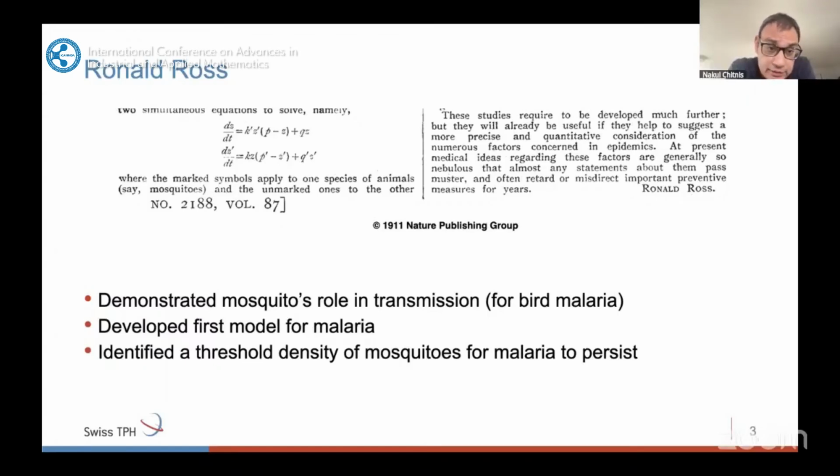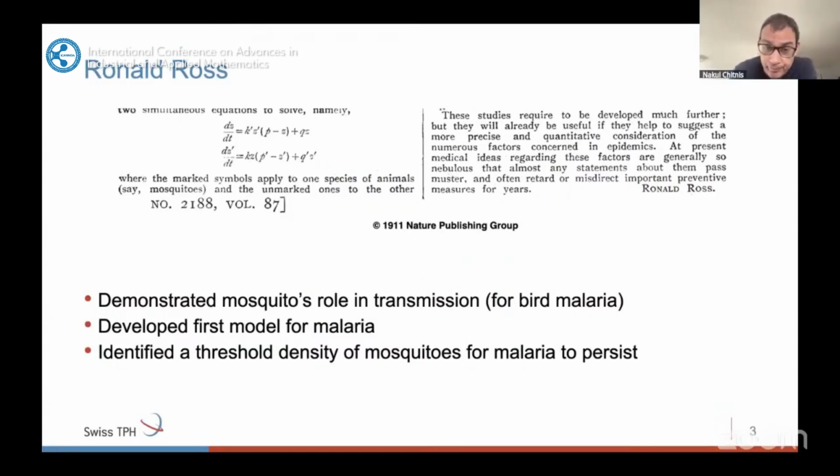And what he was able to do with this model was to calculate a basic reproductive number, which we now know as the number of new infections you get from one infectious case. What Ronald Ross showed with this model was that you do not need to get rid of all mosquitoes to get rid of malaria, but you just need to get the number or the density of mosquitoes below a threshold, where R naught goes below 1, to eliminate malaria.